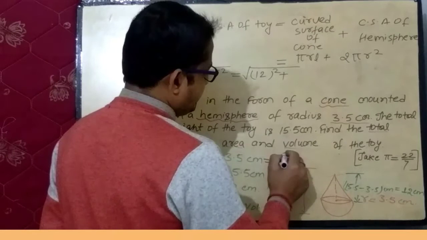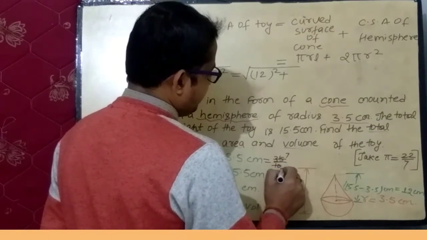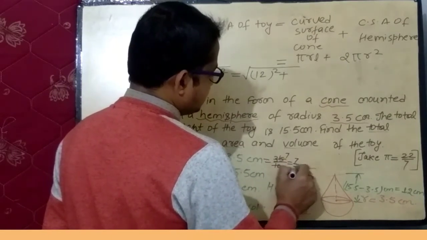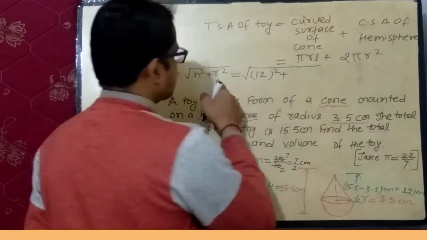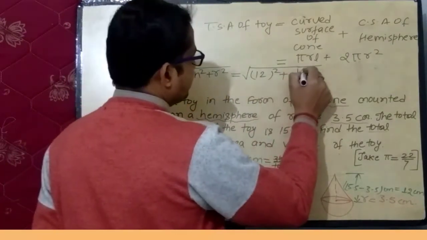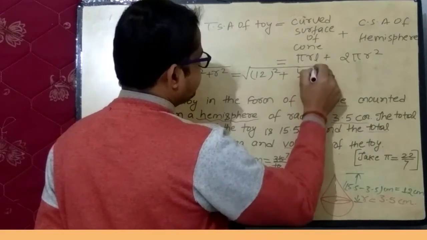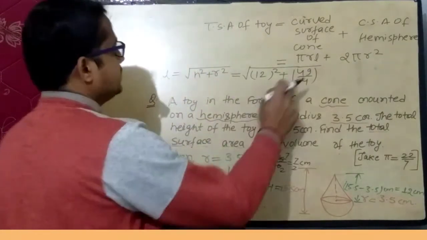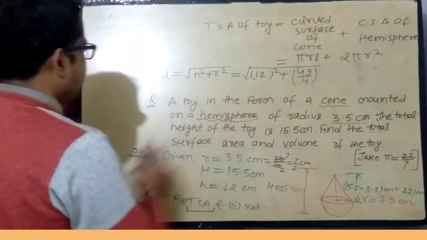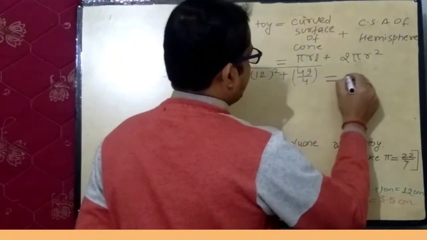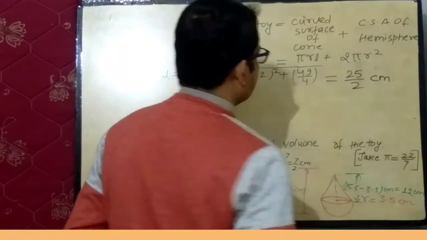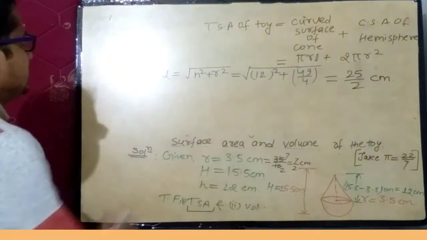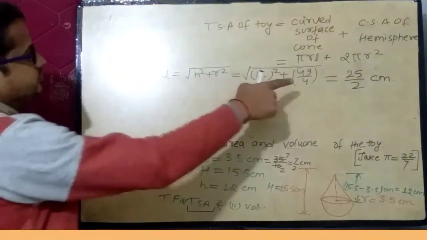10, 5 7s are 35, 5 2s are 10, that is 7/2 centimeter. So if you take the square, then you will get 49/4. Now solve it. While solving it, you will get 25/2 centimeter. Hence, you have calculated the value of L.